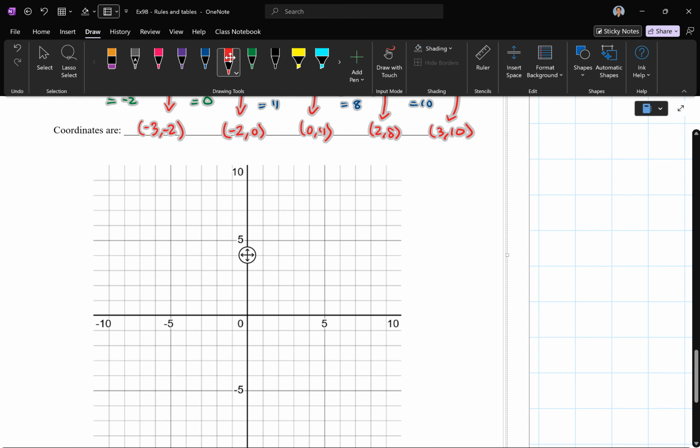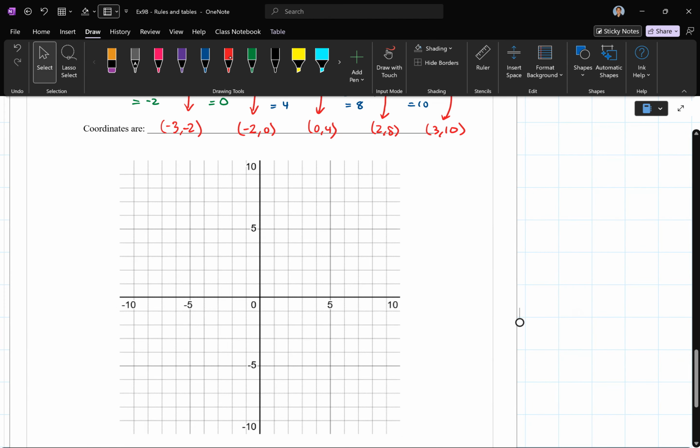So on the bottom, can you just write what pattern you see if you plot all 5 coordinates? Negative 3, negative 2, negative 2, 0. See what pattern you get. It is a linear line. Do you know what the y-intercept and x-intercept would be? Very good.